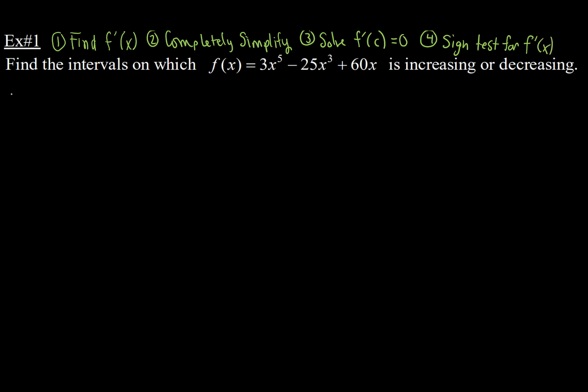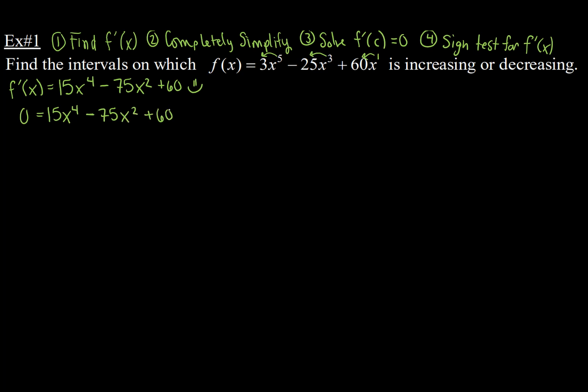Okay, so let's take the first derivative. Well, that's a nice one to get started off with. It's just a polynomial. So the 5 is going to come down here. I'm going to have 15x to the power 4. And then this is going to come down here, minus 75x squared. And then the power of x is 1, so plus 60. And I don't need to do any more simplifying than that, so I'm done. I'm going to set that equal to 0 and I'm going to solve this.